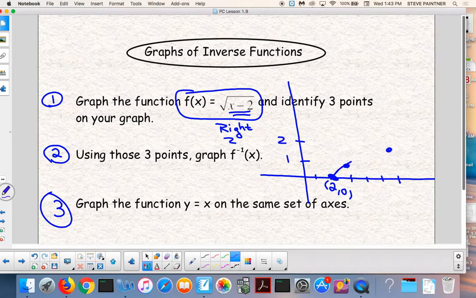And that's pretty much my square root function, right? And then it says to label 3 points. 2, 0, what's this one? 3, 1. What's this one? Should be 6, 2. All right, step 1 is done. All right, step 2. Using those 3 points, would you please graph your inverse function?